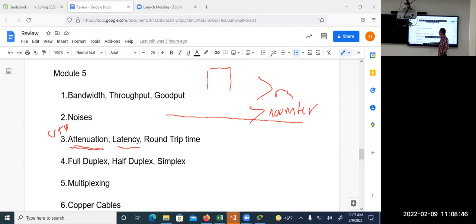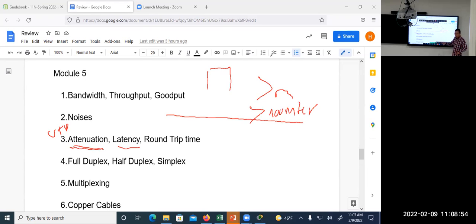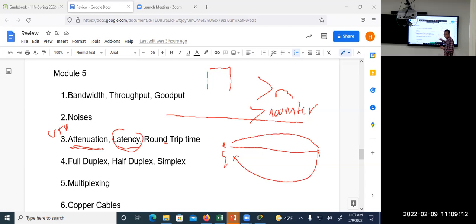What's the latency? What do you think? It's the amount of delay in a message. How long does it take to deliver from the source to destination? In order to deliver from the source to destination, you take time, right? So the latency here is measured normally in milliseconds. And the round trip time means how long it takes to deliver to the destination and the destination to reply back. That's the round trip time.